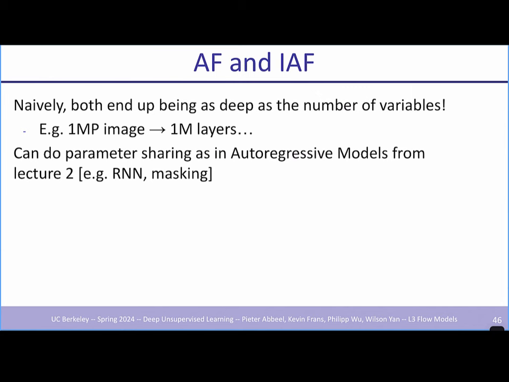Naively, if you have an autoregressive flow or inverse autoregressive flow, this ends up being a very deep network, because you need to first generate Z1, then Z2, then Z3. Even just one flow block can be very deep, and you'd have a ridiculous number of parameters. But of course you can do parameter sharing just like we did with autoregressive models. You set up the same neural network to do these mappings. And that way, using RNN, using masking, you can get a reasonably sized network to do this for you.